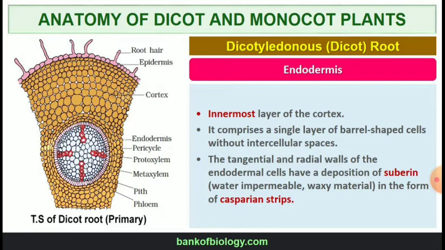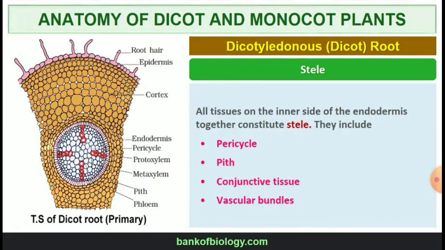Also we can see that the tangential and radial walls of the endodermal cells have a deposition of a material known as suberin. This suberin is a water-impermeable waxy material in the form of Casparian strips. Stele is the innermost layer. All tissues on the inner side of the endodermis together constitute the stele. So this part is your stele.